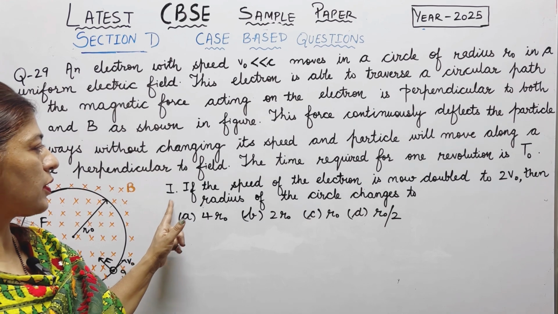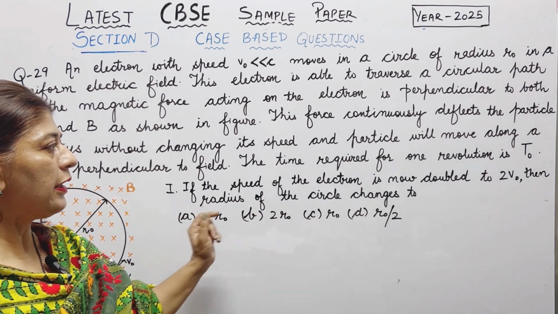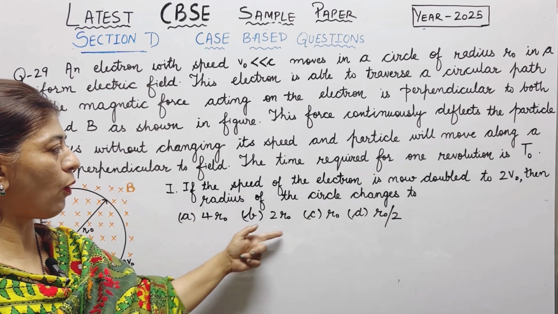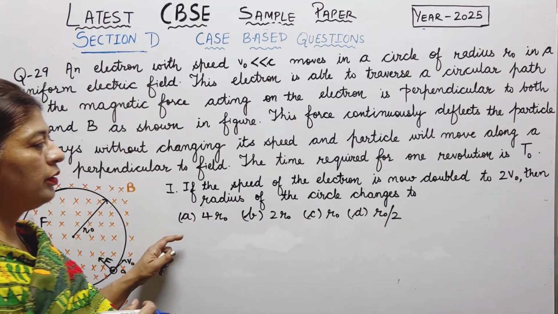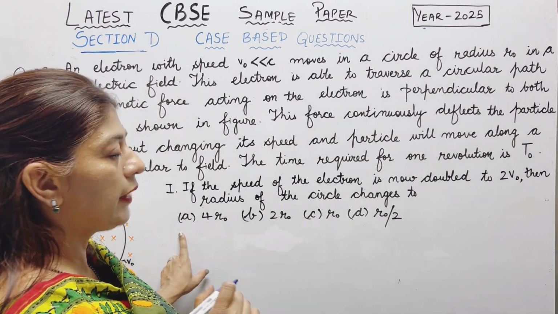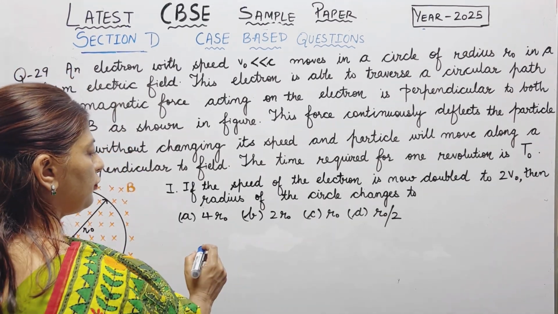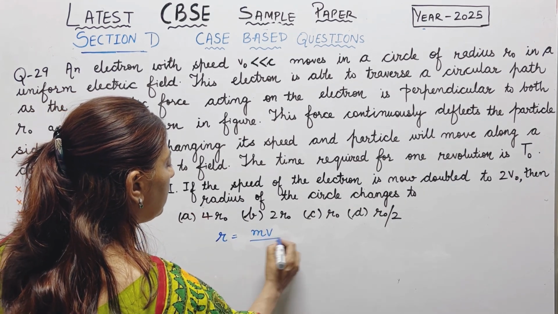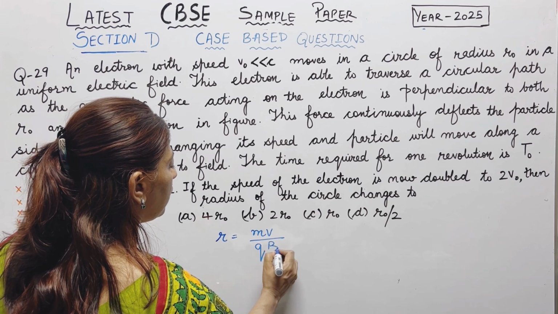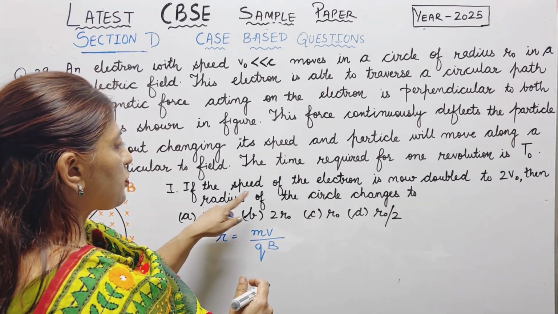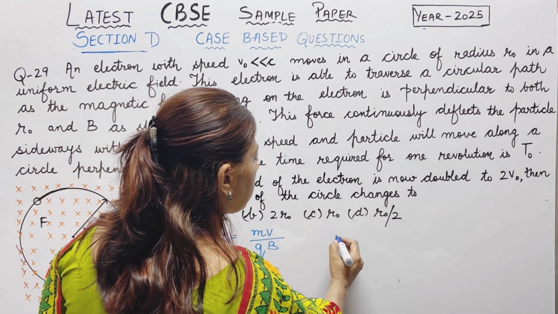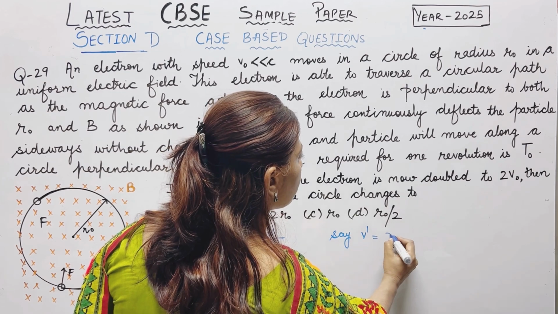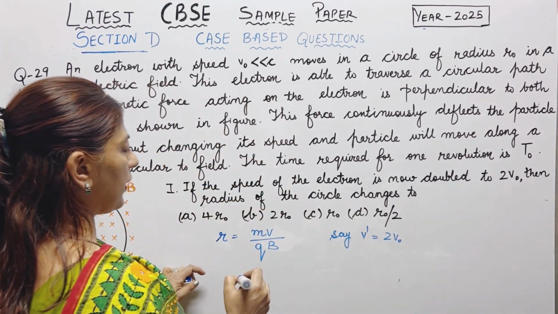In that, the first question is, if the speed of the electron is now doubled to 2v naught, then the radius of the circle changes to, and the options are given to us. Now we are taking the direct formula of the cyclotron, in which the radius that we have derived is equal to mv upon qB. The speed of the electron is doubled. Say v dash is the new speed, so that is equal to 2 times the initial speed, that is v naught.